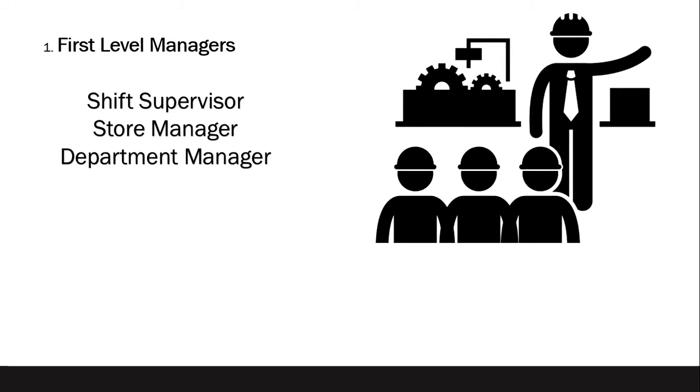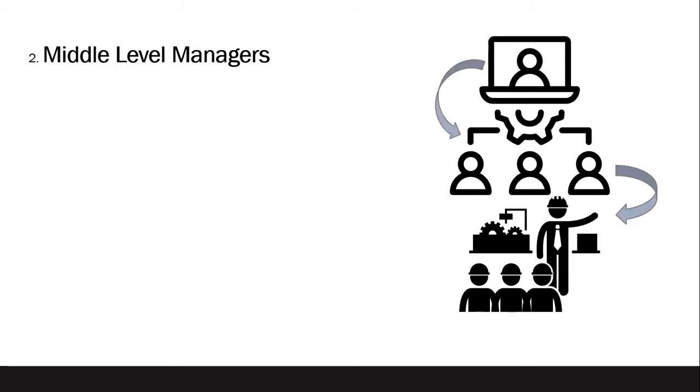Okay, now let's move on to middle level managers. Middle level managers carry out the goals set by the top level of management and help the first level managers. So you can see in your picture, top level management is sending the strategies and the goals to the middle level of management, and they give this information to the first level of management. So they work as a medium. Examples of middle level management are GM, which means general manager, PM, which means plant manager, and RM, which means regional manager.